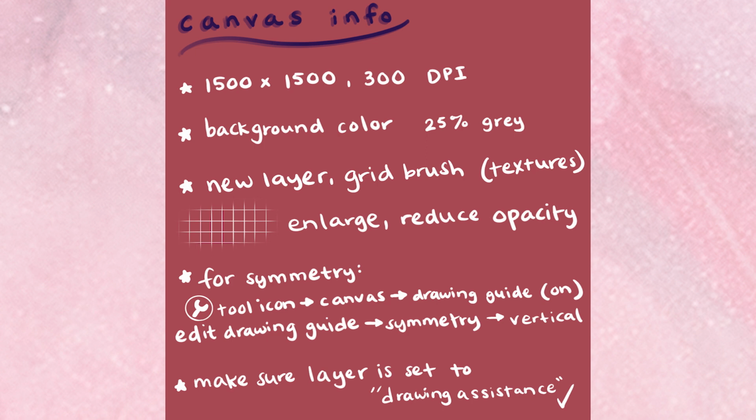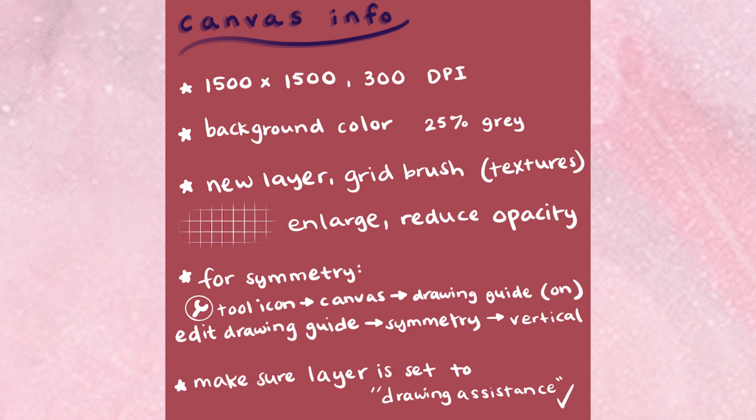Then I create a new layer and go to the textures panel of the brush menu. I select the grid, draw it on the canvas, any color is fine, then I just enlarge it. You could also go to Google and grab an image of a grid if you find that easier. I drop the opacity so that I'm able to see it, but it's not going to be distracting to whatever else I'm drawing.